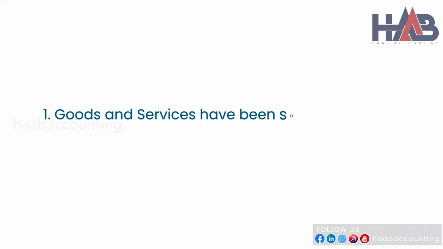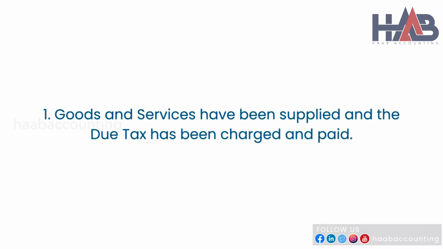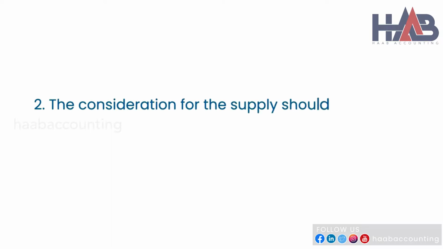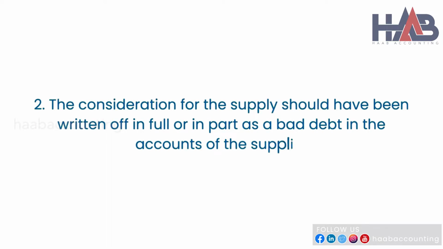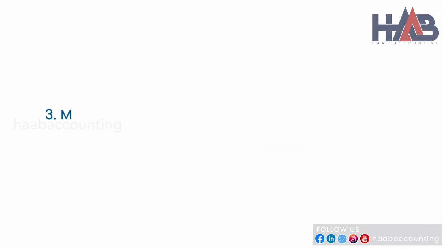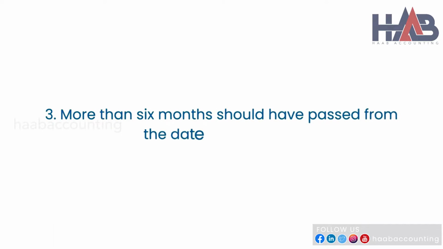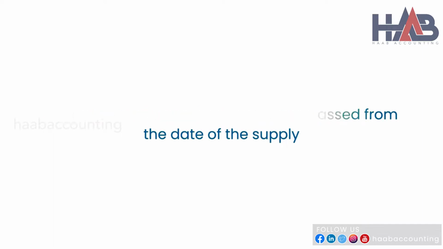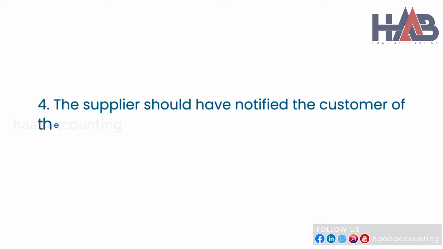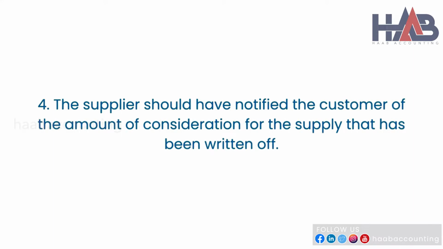1. Goods and services have been supplied, and the due tax has been charged and paid. 2. The amount of supply should have been written off in full, or in part, as a bad debt, in the accounts of the supplier. 3. More than 6 months should have passed from the date of the supply. 4. The supplier should have notified the customer of the amount of supply that has been written off.